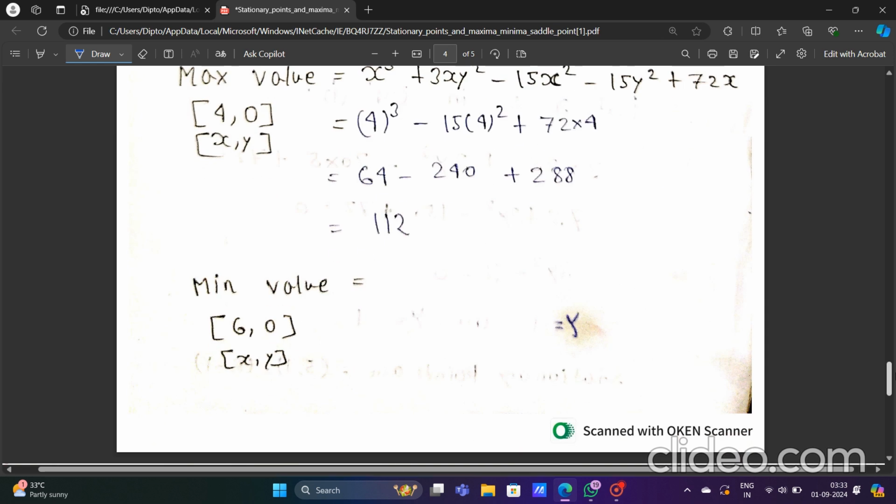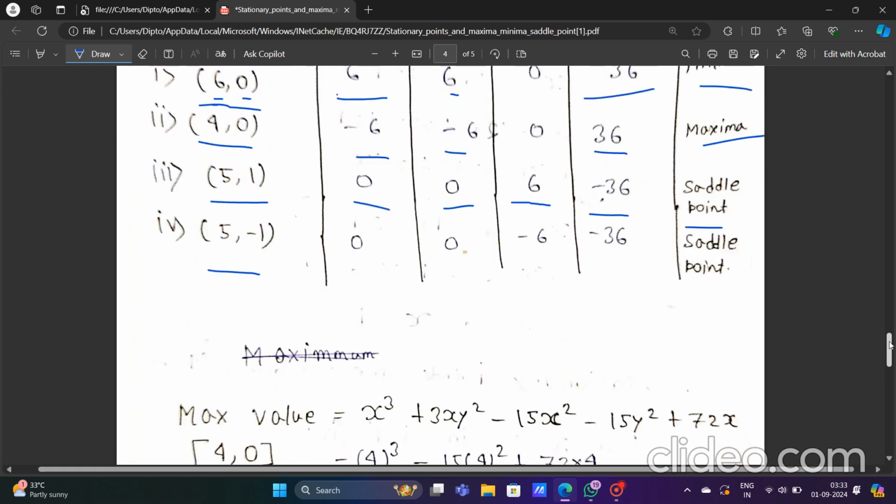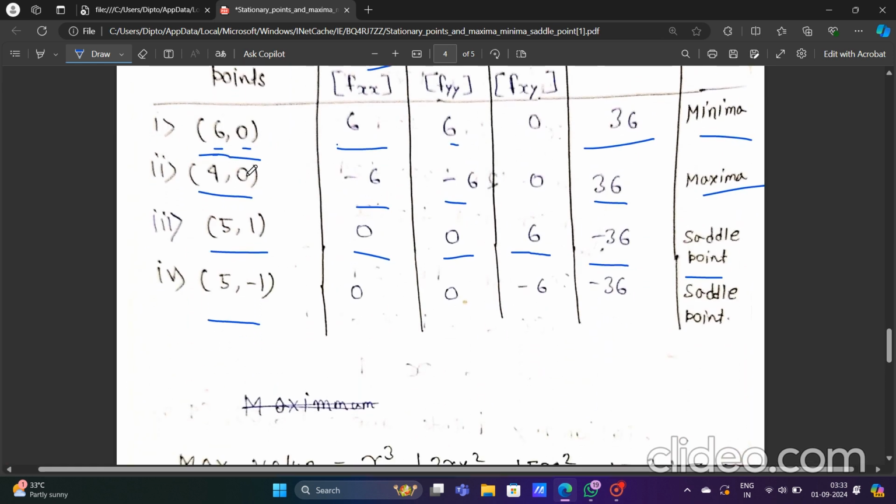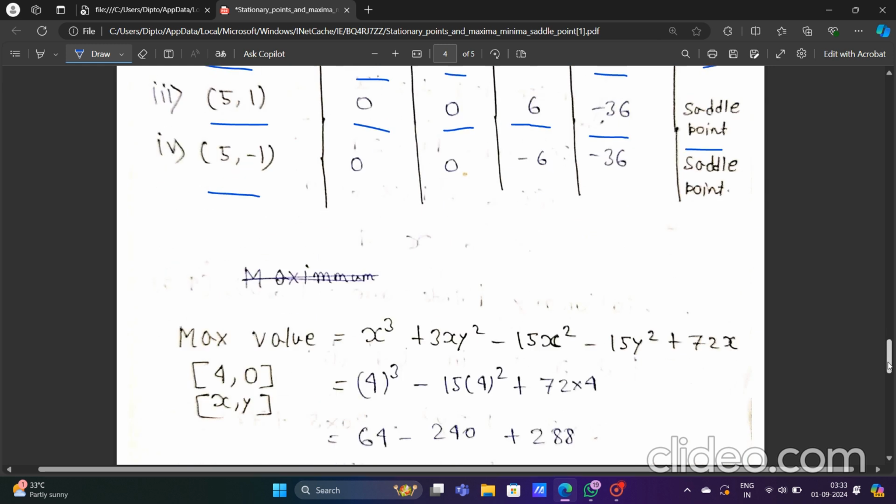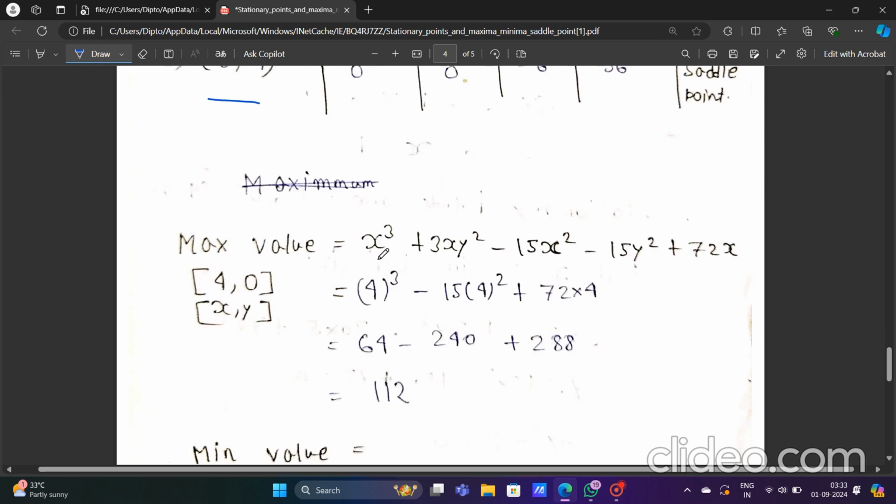So that's enough for today's video. If we want to calculate the maximum value, then the maximum value will be calculated from the 4, 0 point, and the minimum value will be calculated from the 6, 0 point. So if we want to calculate the maximum value, then in the actual equation, just put 4 in place of x and 0 in place of y.